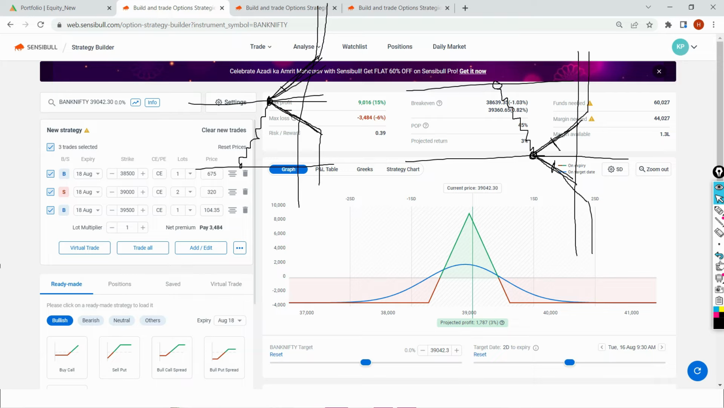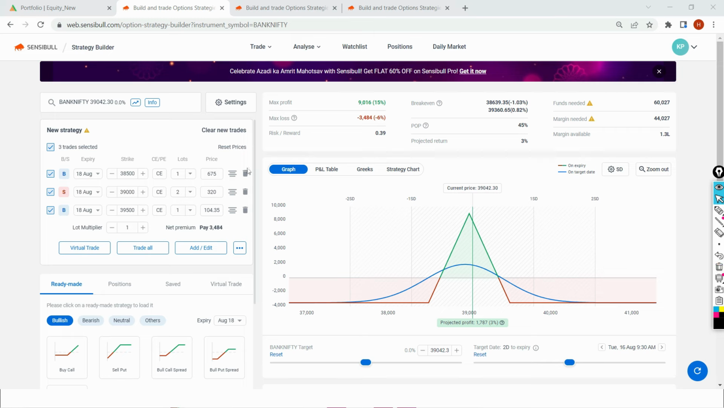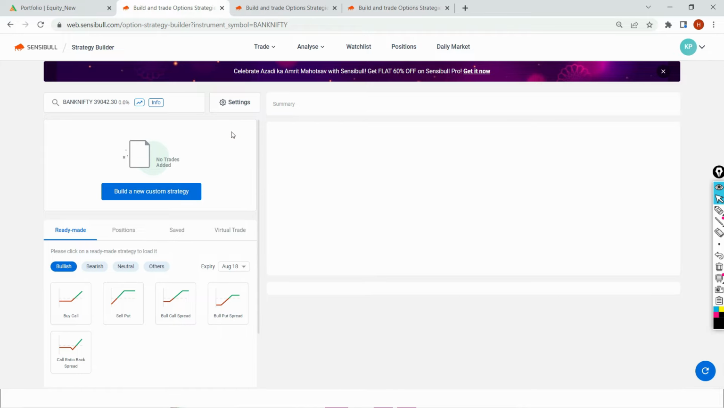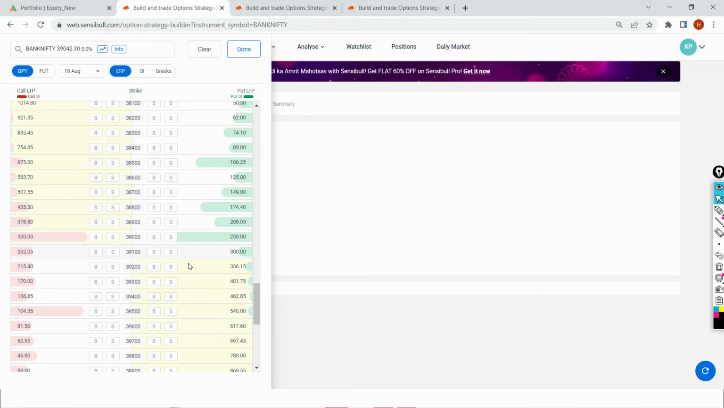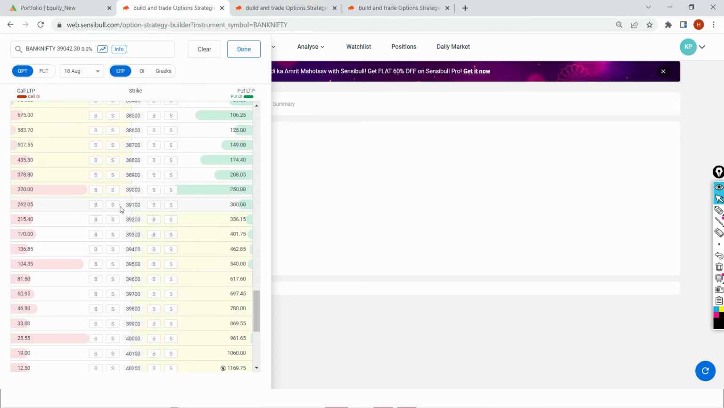Let me delete everything. Let me delete even this thing, right? So I want to deploy a call butterfly with a directional view, meaning my view of the market is sideways to bullish. Simple, friends, sideways to bullish. My view of the market is sideways to bullish. Okay, I'll go to the option chain. What did I say? Sideways. So 39,000 is your current market price. My view is bullish.